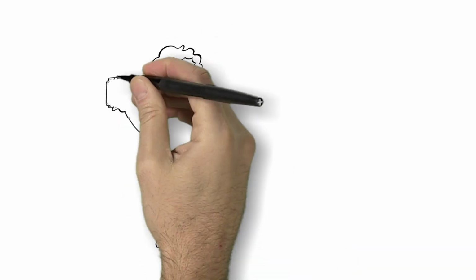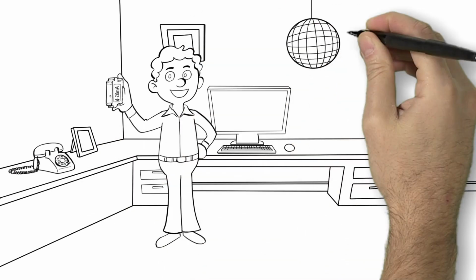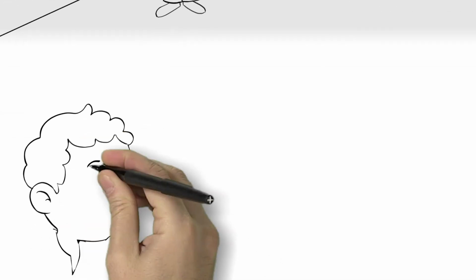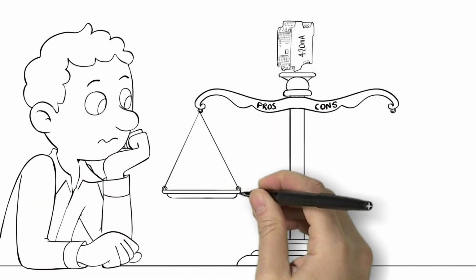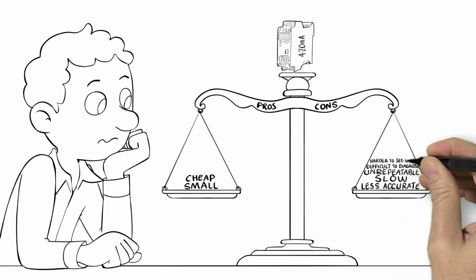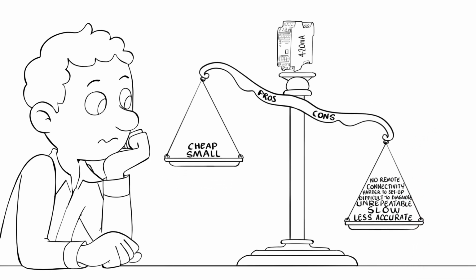Mike is a machine designer and still builds scales with analog transmitters. He also refuses to give up his rotary phone and disco. Sure, analog transmitters are small and cheap, but they make weighing less accurate, slow, unrepeatable, difficult to diagnose, harder to set up, and lack remote connectivity, ultimately dragging down the performance of the machines that Mike designs.